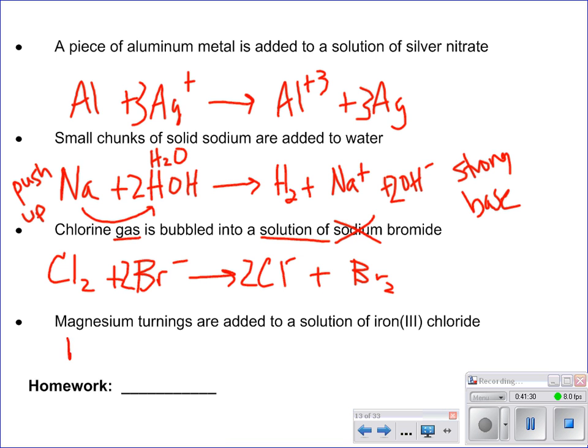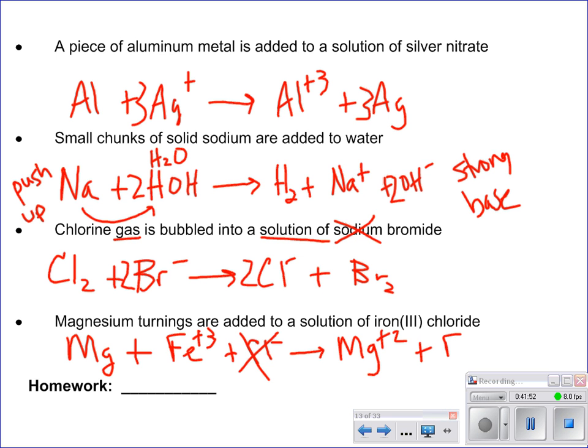All right, magnesium turnings are added to a solution. What do I write? Plus Cl minus. Going to metals first, can I make this redox? Absolutely. I don't need stinking chloride. What do I make? Mg plus 2 plus Fe goes all the way down to 0.